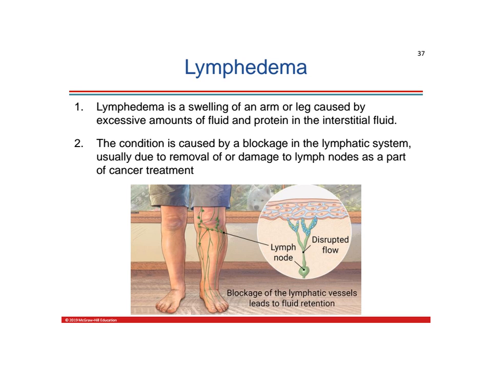Blockage of the lymphatic system can also lead to some other clinical problems. For example, there's lymphedema. Recall that edema is a swelling due to an increase in interstitial fluid. Lymphedema is a swelling of the arm or leg caused by excessive amounts of fluid and protein in the interstitial fluid. The condition is caused by blockage of the lymphatic system, usually due to removal or damage of a lymph node as part of a cancer treatment. As you can see in this picture, there's disrupted flow into these lymph capillaries and lymph ducts, and therefore you'll have a situation in which there's blockage and therefore increased fluid within the tissue, or edema.